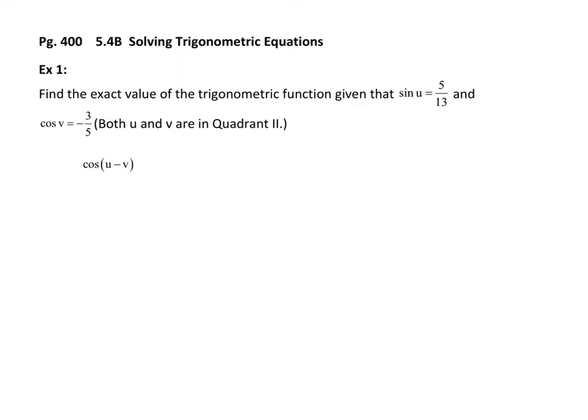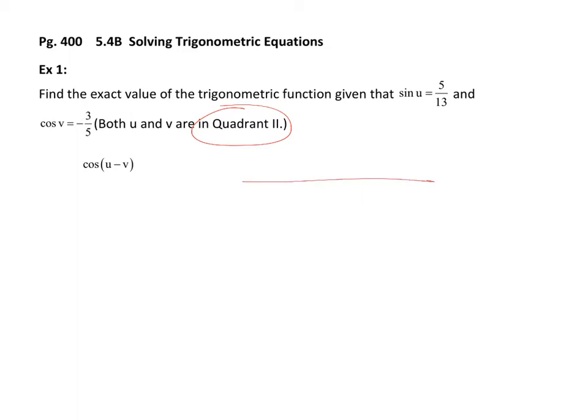All right, starting off lesson 5.4b, solving trig equations. It says find the exact value of the trig function given that sine u equals 5 over 13, cosine v equals negative 3 over 5. Both u and v are in quadrant 2. All right, so not much thinking to do there. They already tell you where you need to draw your triangles.